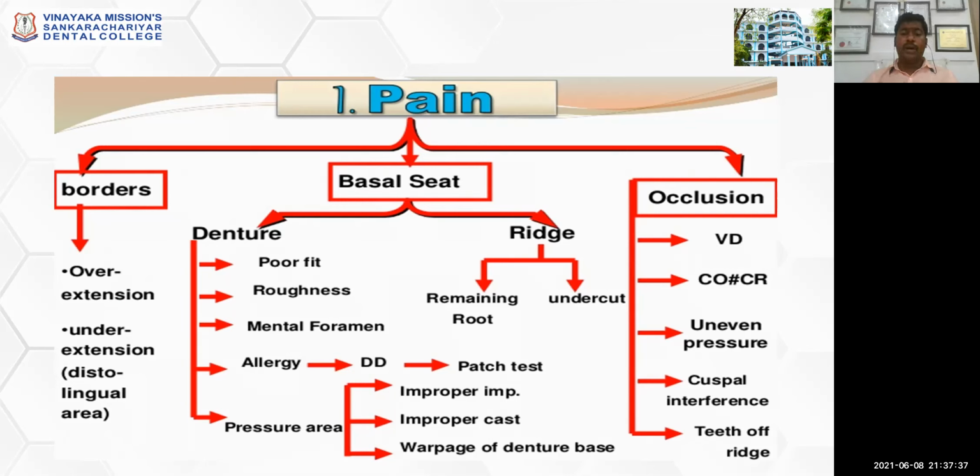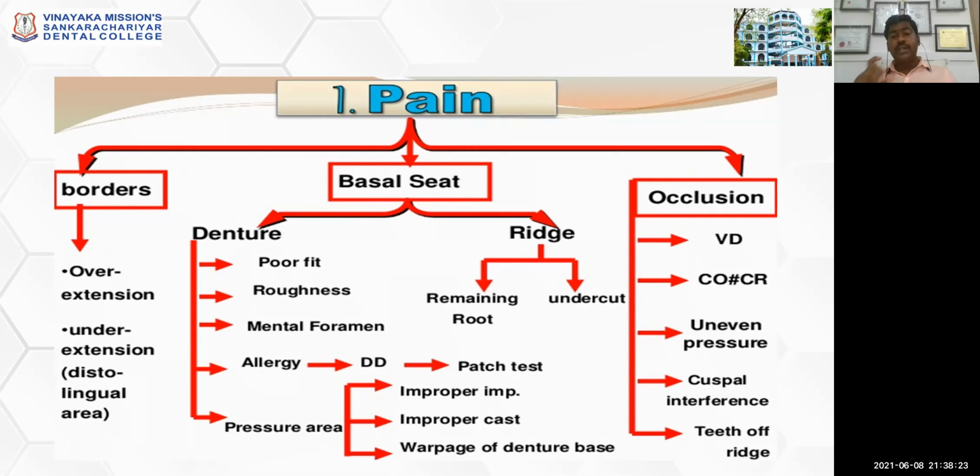Pain in the basal seat will arise either from the denture or from the ridge itself. If it's the ridge, you have to know whether there is any remaining undercut or remaining root which you missed in your OPG, or whether you extended to the full depth of your undercut, and it's causing pain. But if it is because of the denture, it's because either the denture is rough, or there is poor fit, or it is impinging the mental foramen causing paresthesia, or there is allergy to the denture-base resin, which you have to check via patch test, or a pressure area where you have an improper impression, an improper cast, or warpage of the denture base. Okay, that's the basal seat.